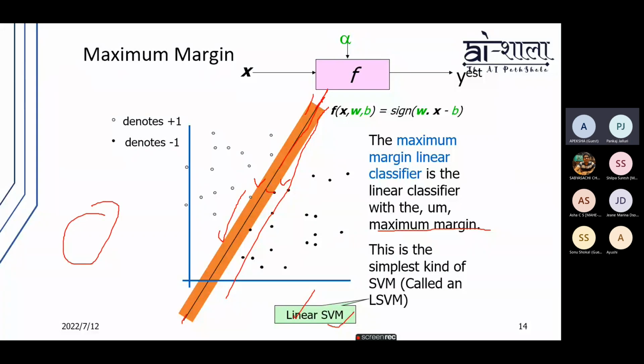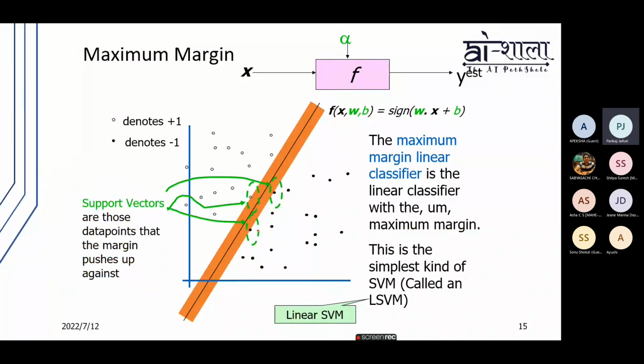Suppose this is the line and we maximize the distance over here and over here, and there are certain points inside it and some points outside it. Okay, so this is the non-linear classifier. And this is a linear classifier. So what we are studying over here is linear SVM.